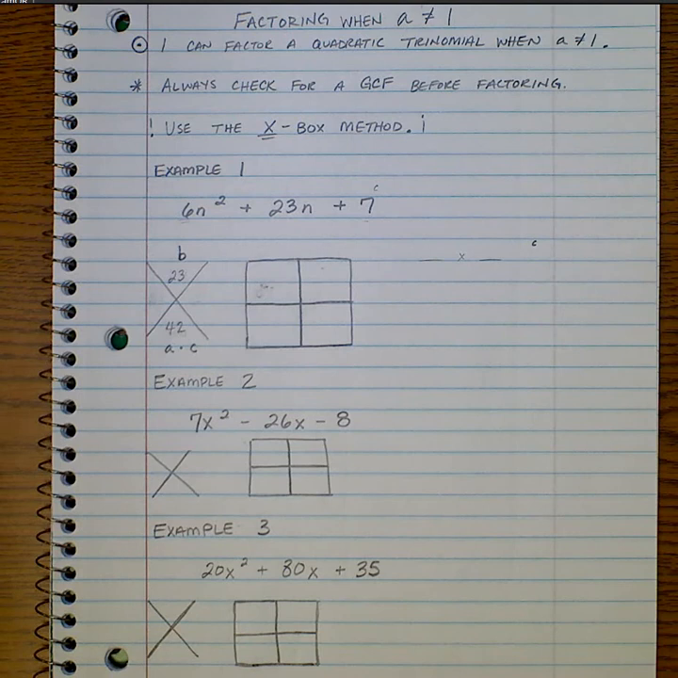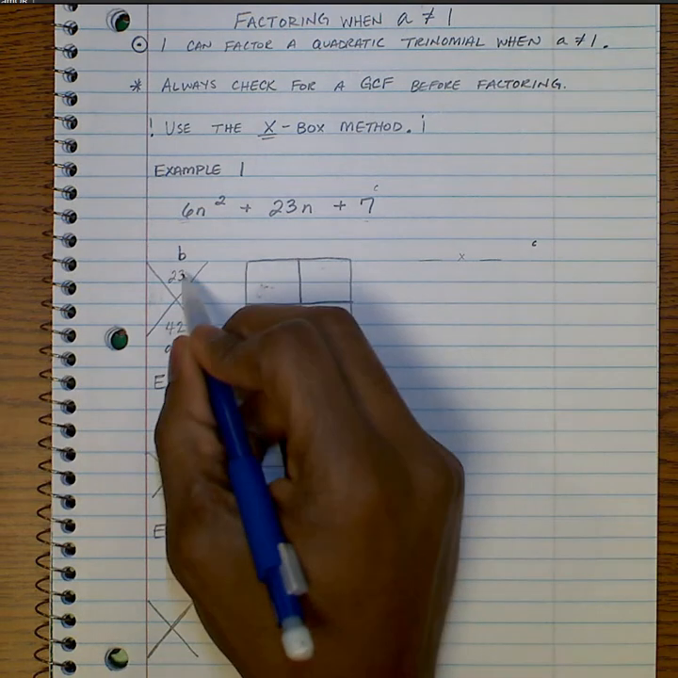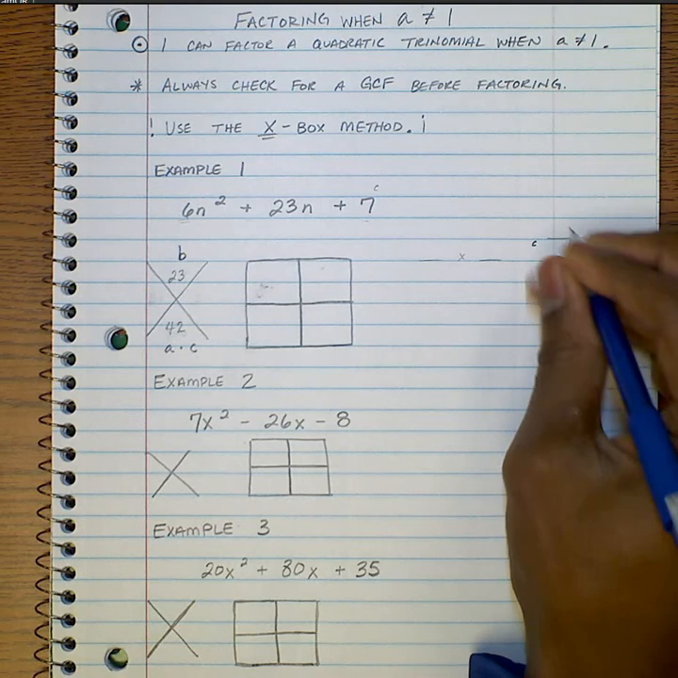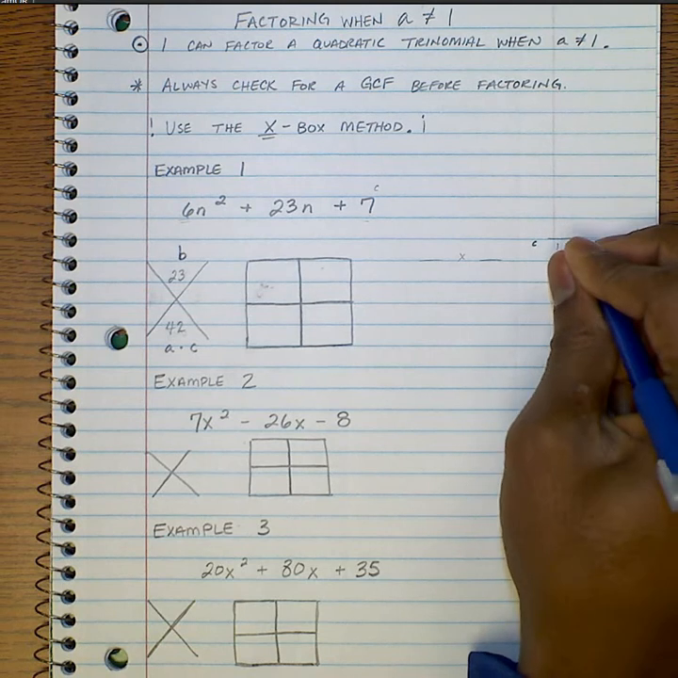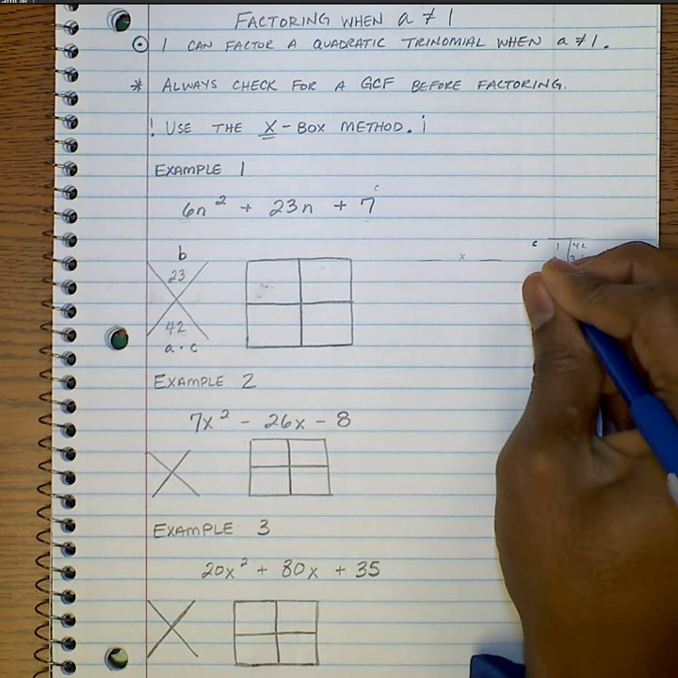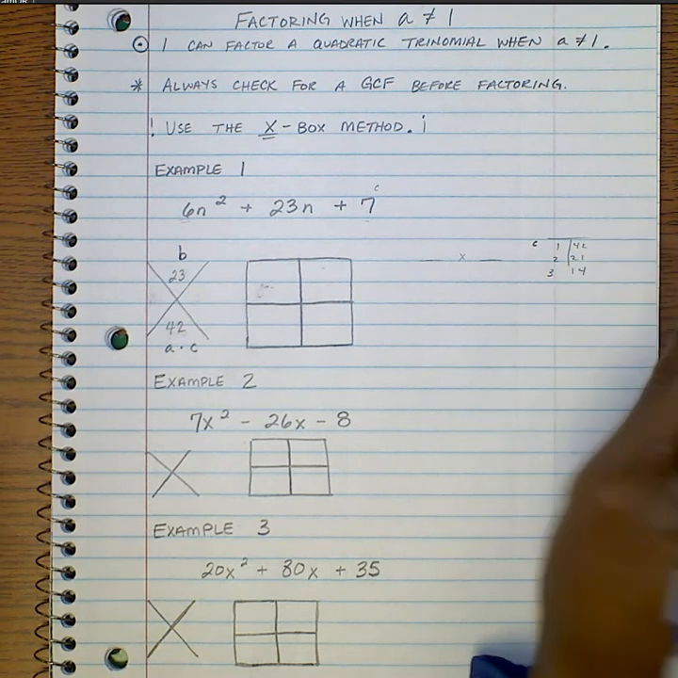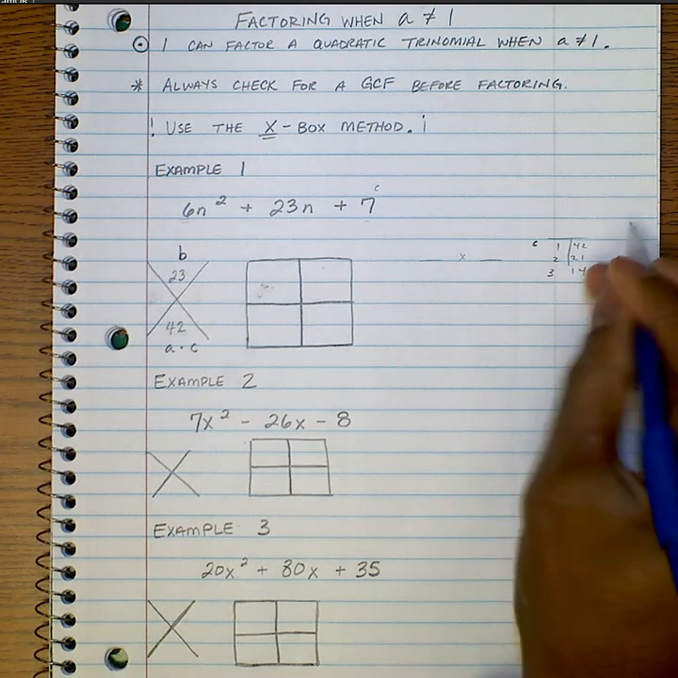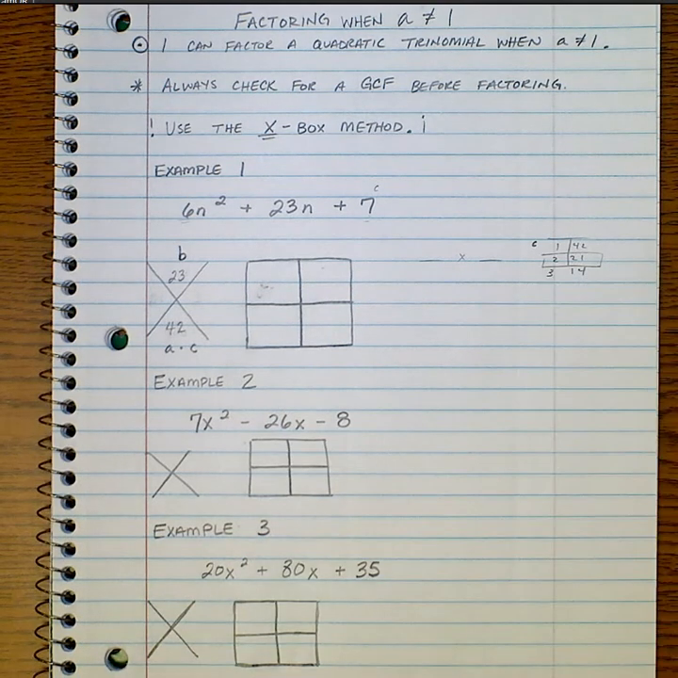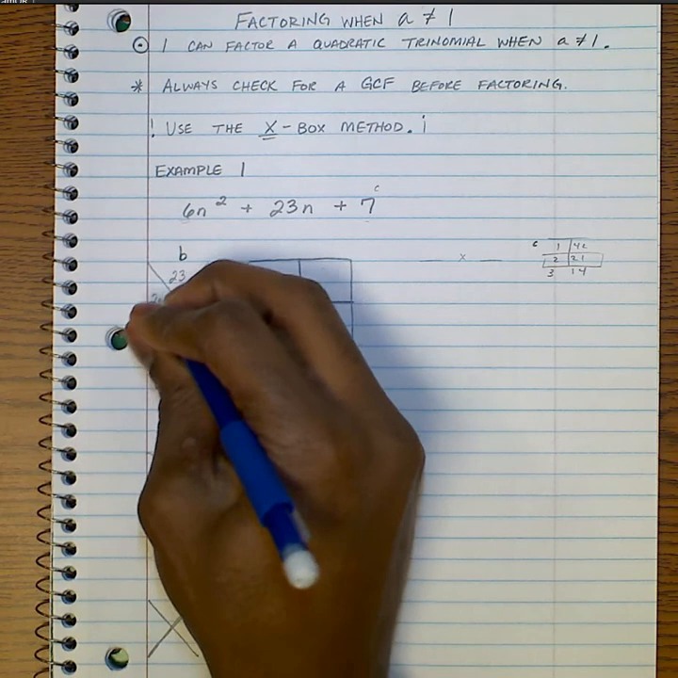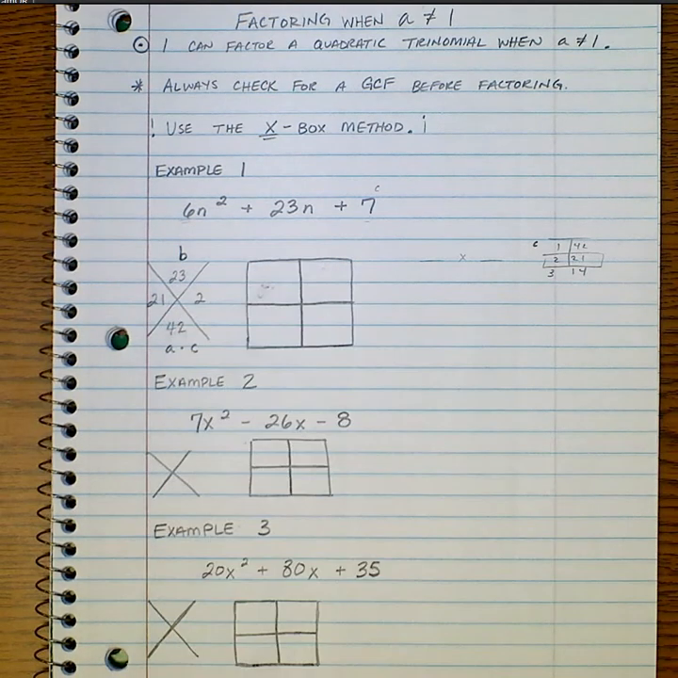Like I said before, if you have difficulty finding those numbers, you can always do the T-chart and find 1 and 42, 2 and 21, 3 and 14. I think that's right. There's more of them. But I see that 2 times 21 gives me 42. 2 plus 21 gives me 23. So those are my values.